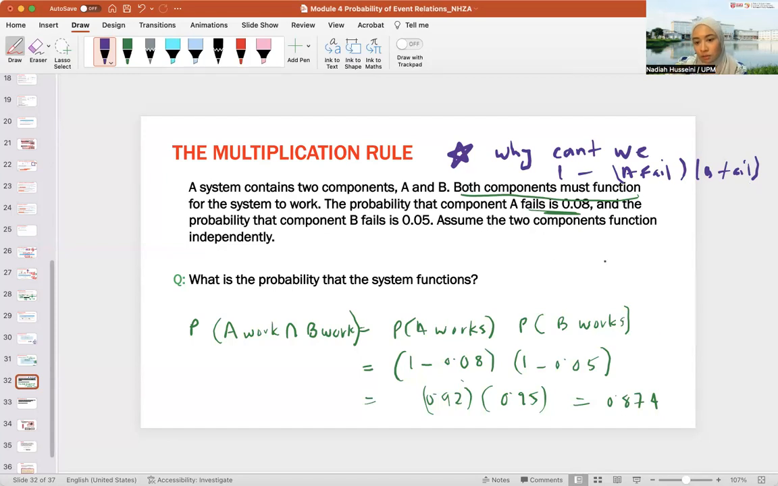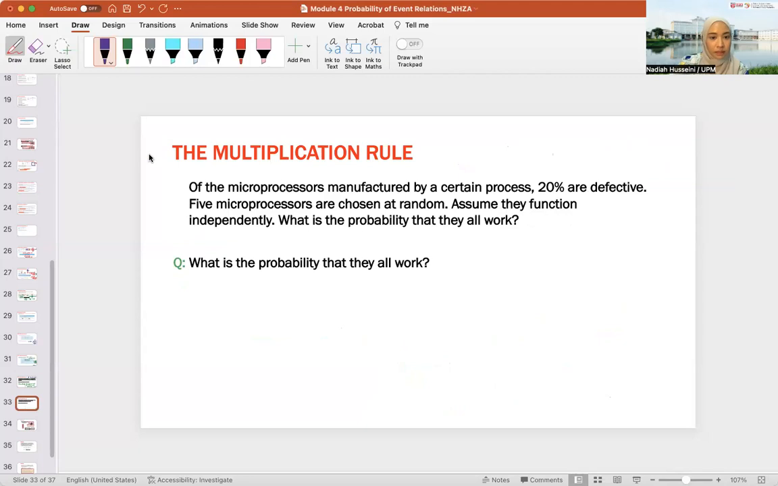We need to know which works and which doesn't work, right? Okay, so let's highlight this first. Next question. Of the microprocessors manufactured by a certain process, 20% are defective, or 0.2.